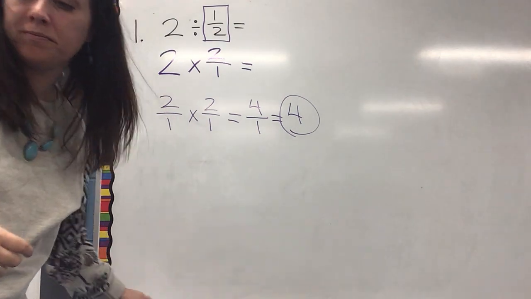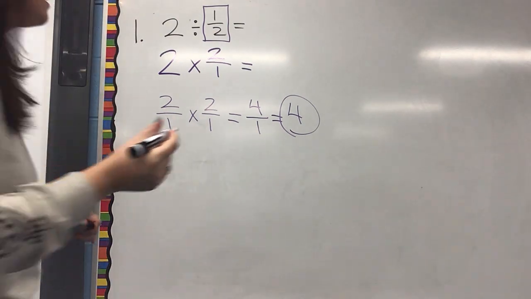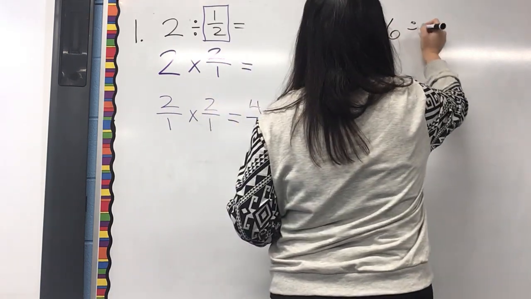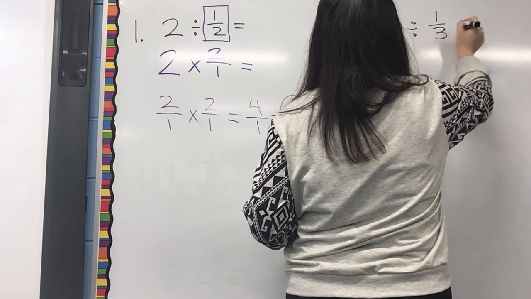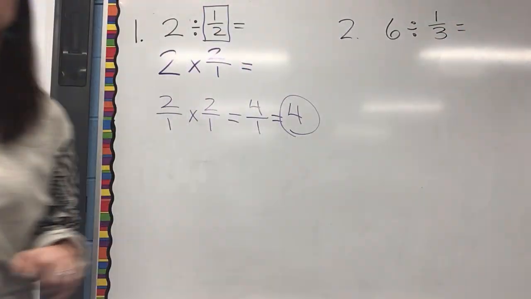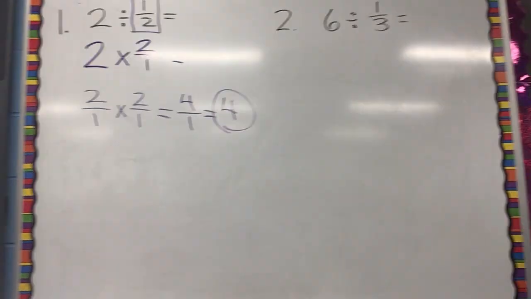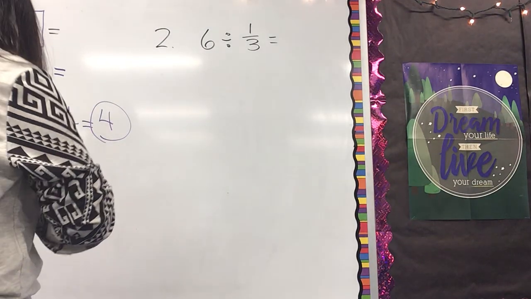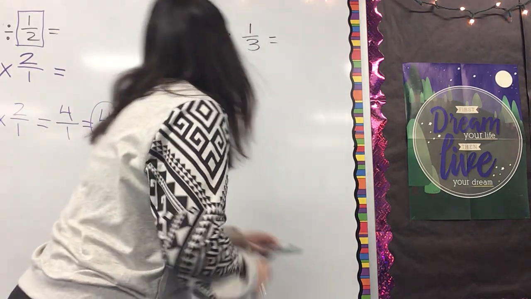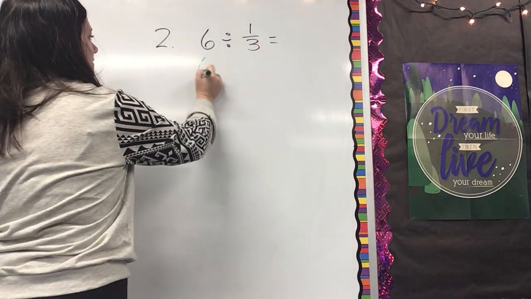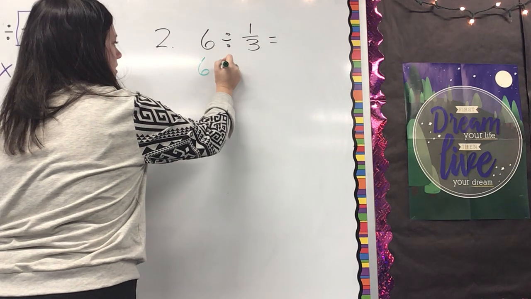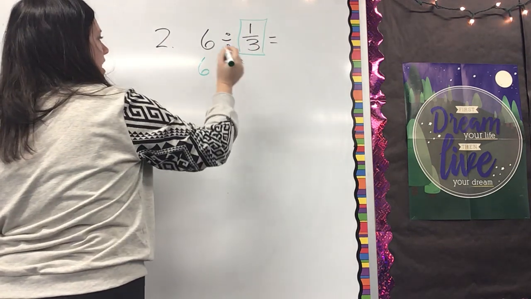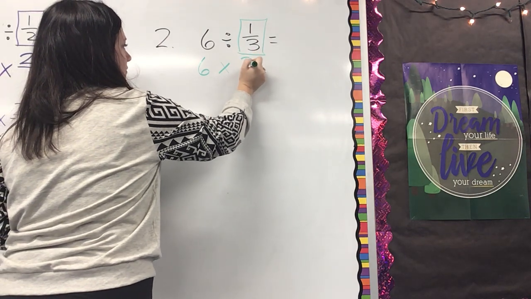Number 2. All you have to remember is to find the reciprocal. 6 divided by 1/3. Am I going to divide? No. We are not going to divide. I want to find the reciprocal. So instead of dividing, I'm going to multiply. And what do I do here with that fraction? I flip it.